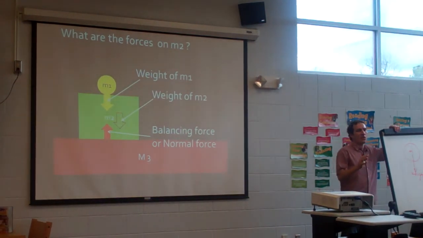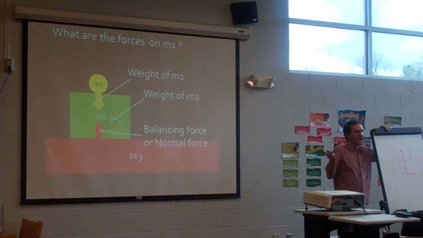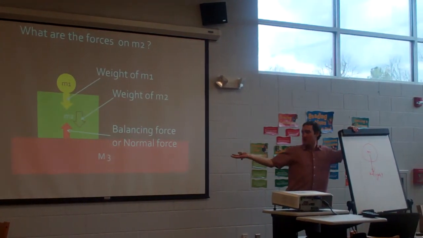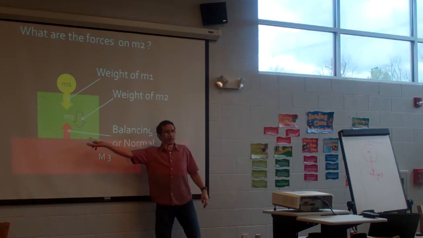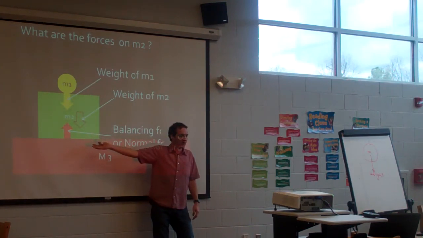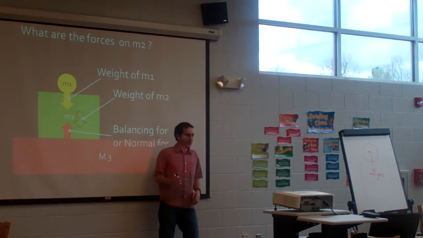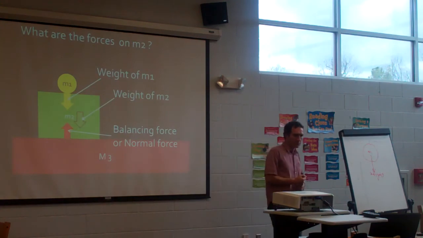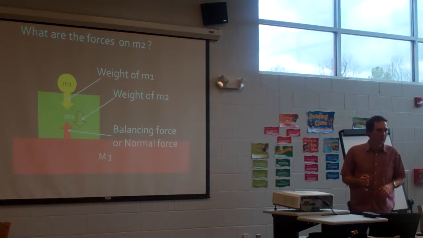See, if I ask that question a different way, you guys would all get it right. If I had a scale sitting underneath these, what would it read? Their weights combined. It would read the weight of M1 plus the weight of M2, right? That's what this red arrow is. Okay? All right, I think I've tortured you guys long enough.